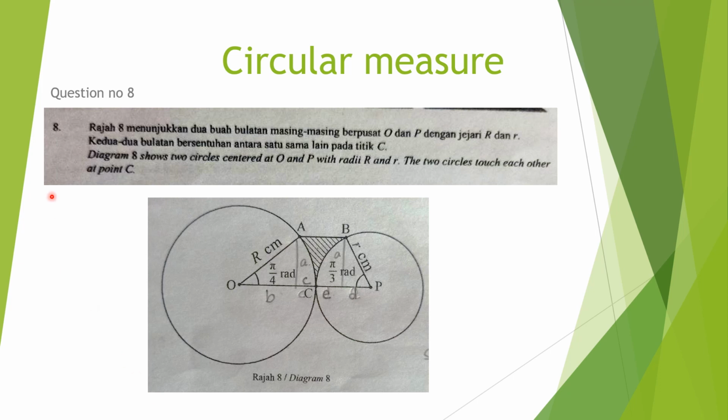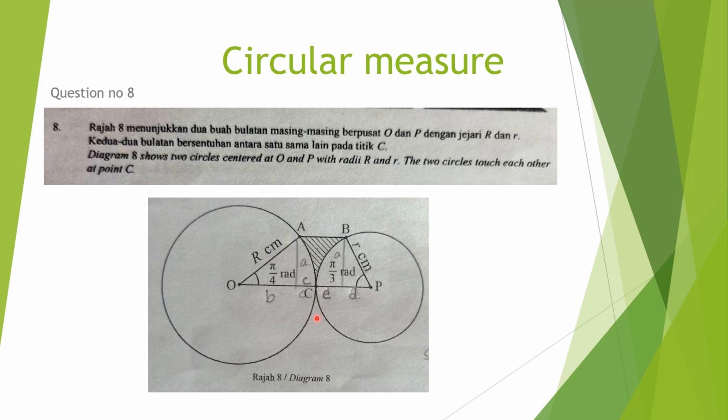Hello everyone, I would like to share the answer for question number 8 for the circular measure module Cemerlang. So we look at the question first. Diagram 8 shows two circles centered at O and P with radius capital R and small r. The two circles touch each other at point C. So you have two circles.